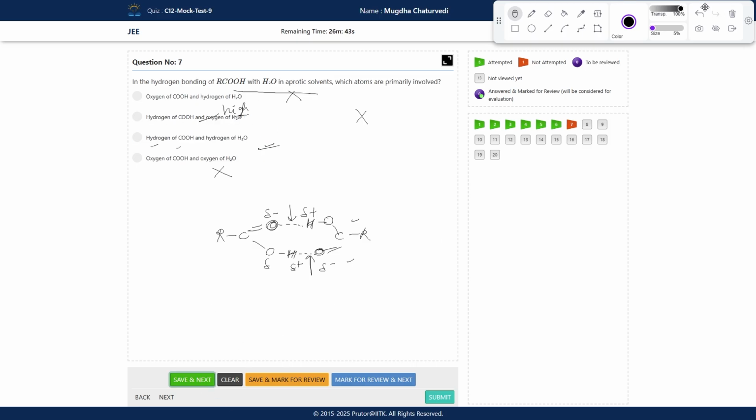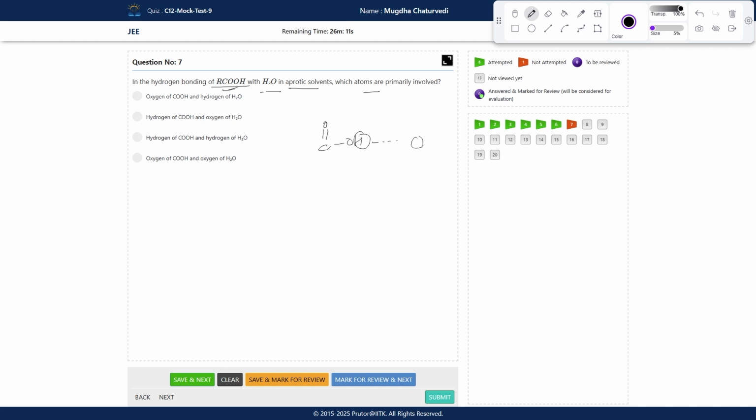Now let us see the next one. It is asking, in hydrogen bonding of RCOOH, which is a carboxylic acid, with H2O, in protic solvents, which atoms are primarily involved? In the case of hydrogen bonding with H2O, the acidic hydrogen of the COOH forms a hydrogen bond with the oxygen atom of the H2O molecules, especially in the case of aprotic solvents where such interactions are prominent.